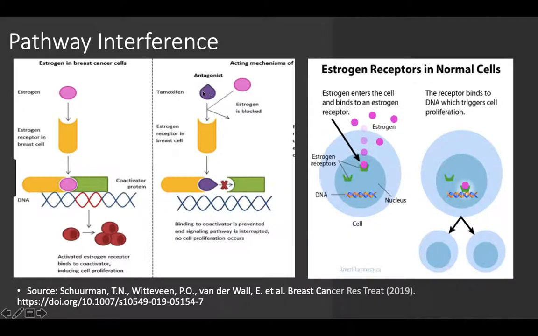On the other hand, we have tamoxifen that binds to the estrogen receptor, and thus estrogen is being blocked. And so when tamoxifen binds to this receptor, it blocks the coactivator protein, and the signal pathway is interrupted, and there is no cell proliferation. On the other hand, we have here estrogen receptors in a normal cell. So the estrogen still is able to bind to the estrogen receptor, it binds to the DNA sequence, and this triggers cell proliferation.